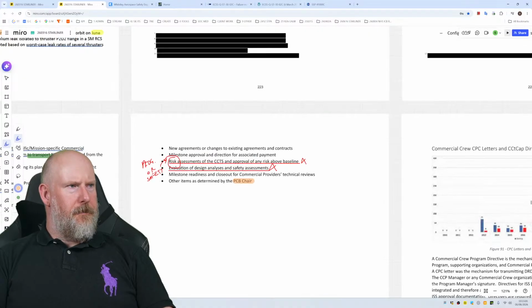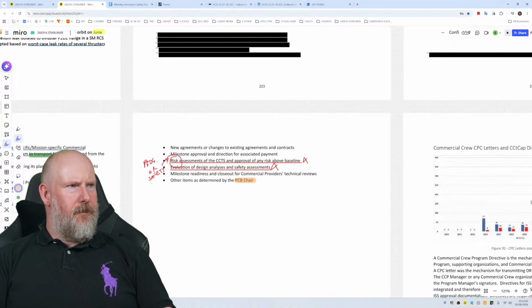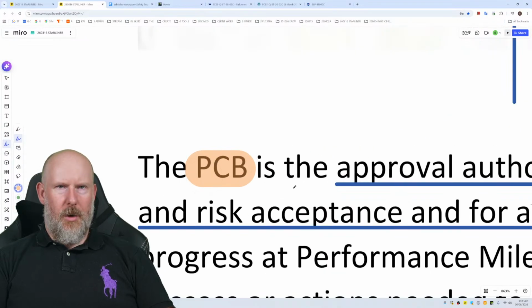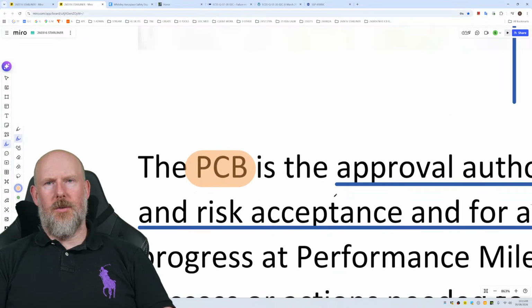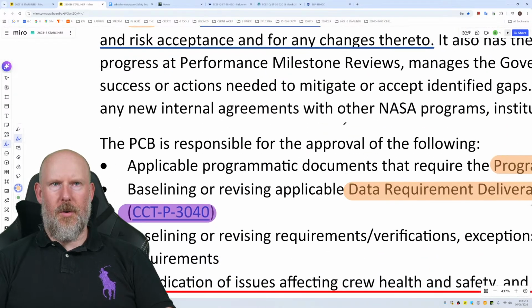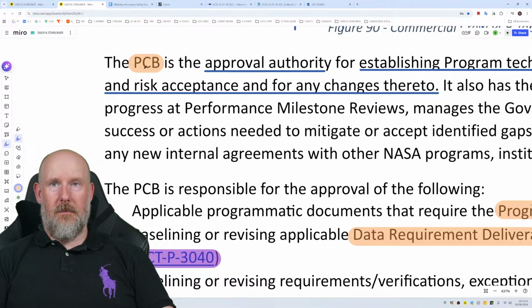Okay, so yeah, I mean that program control board is absolutely critical to the control structure. And it sounds like a lot of the issues that got through and essentially ended up in a flight with people on board, the PCB is the approval authority for all of that. So why was the PCB approving these things?